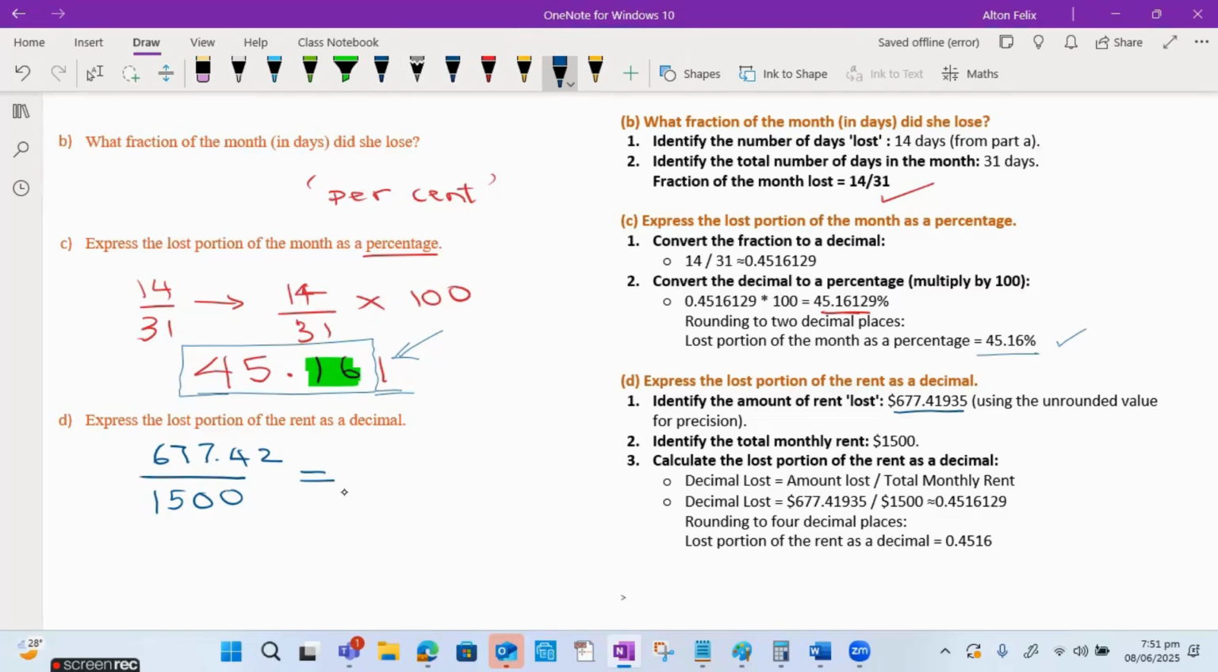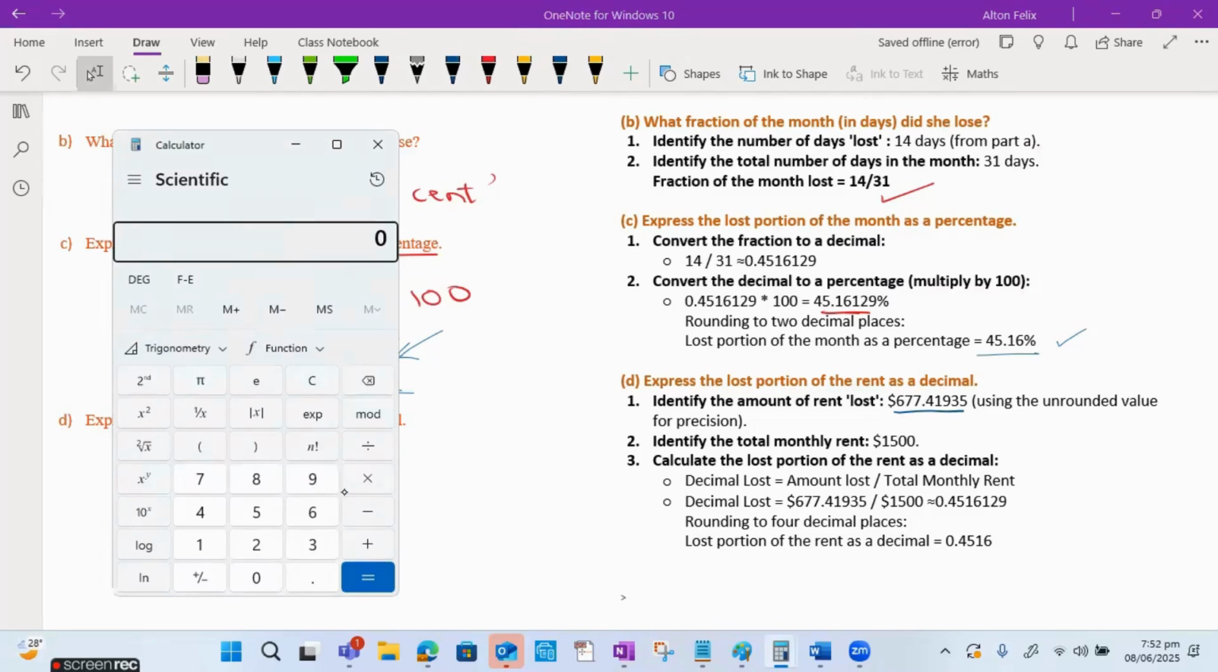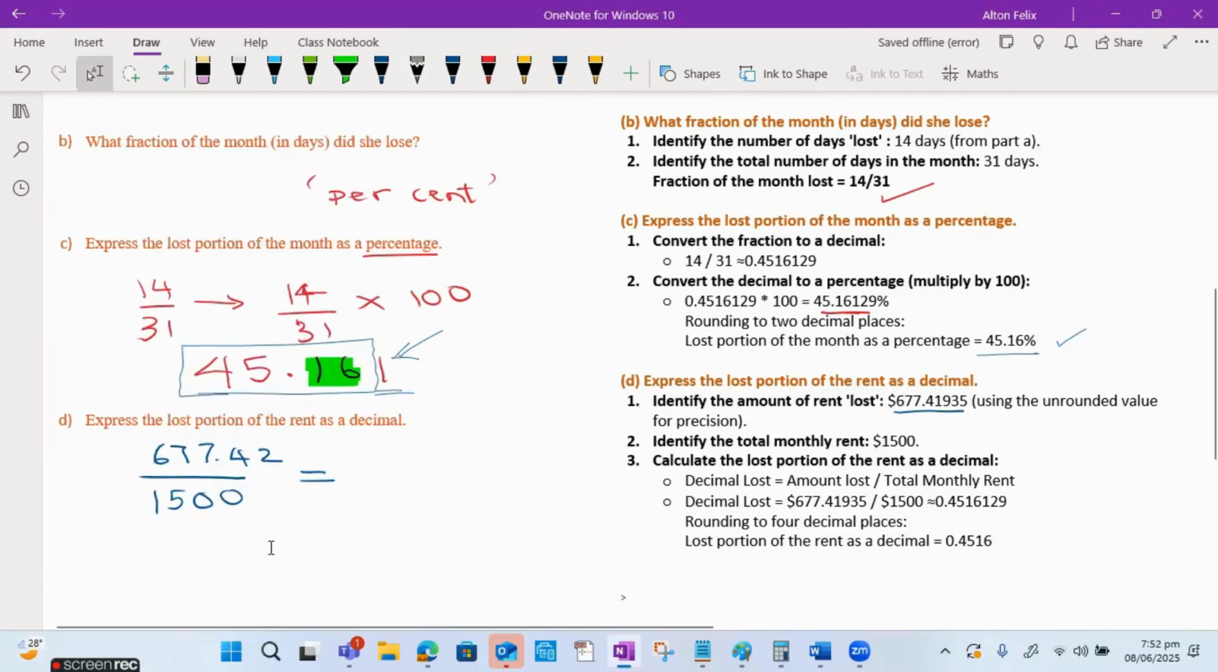When we express this as a decimal, let's see what we get, and let's compare our answer with Jerry's. So 677.42 divided by 1,500, 0.4516. Now we expect that to be the same as the equivalent fraction, same as 14 over 31, right?